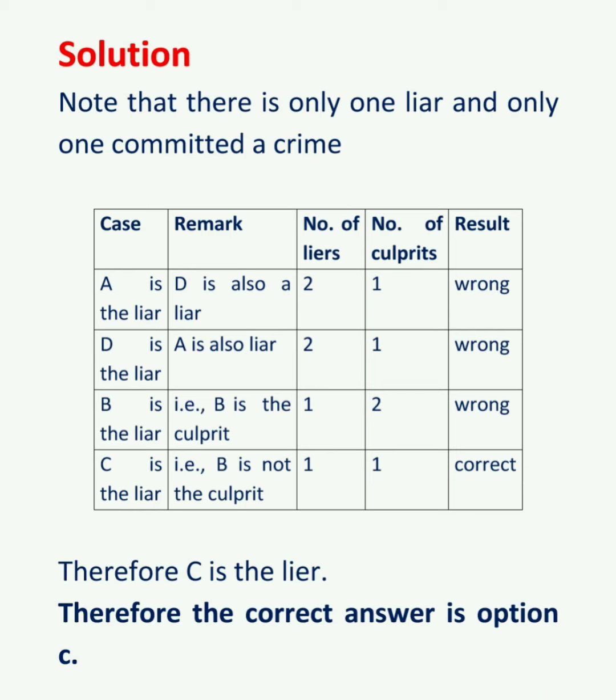Suppose C is the liar. That is, B is not the culprit. Therefore, the number of liars is 1. The number of culprits is also 1. Correct option. Therefore, the answer is option C.